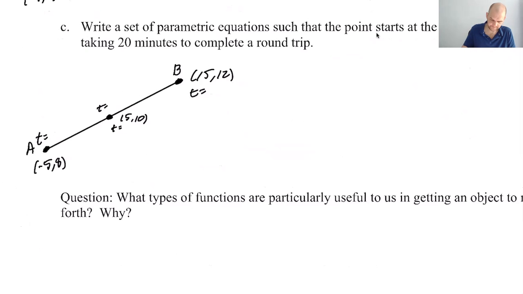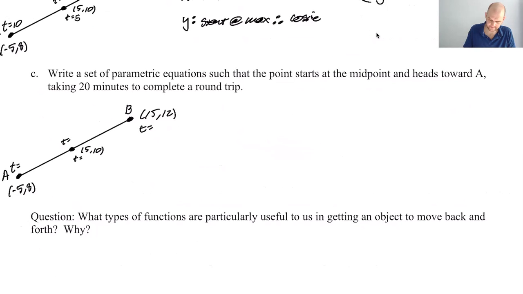All right, what are we doing here? Start at the midpoint. Okay, so we're gonna start here. So this is gonna be t equals 0. Head toward A, so we're going this way. All right, so if it takes 20 minutes to make a round trip, so our round trip is here, and then we go like this, and then we go back, right? So we're at 0, it should be 5, 10, 15, 20. Okay, so I'm gonna fill those in. T equals 5, 10, 15, and then back to t equals 20.